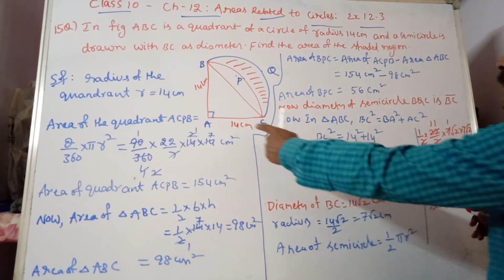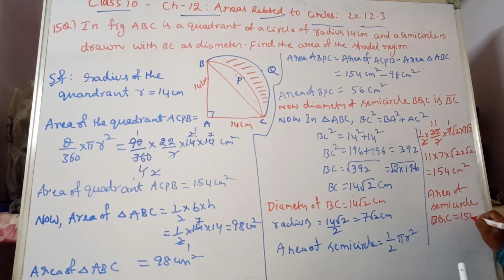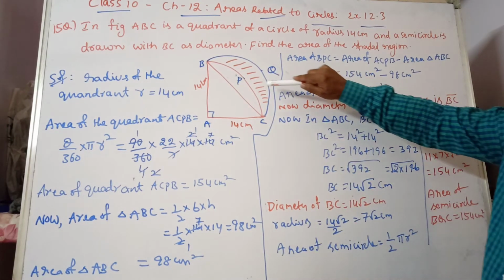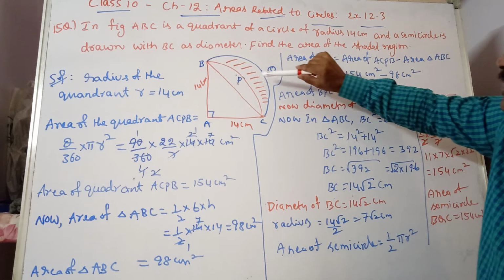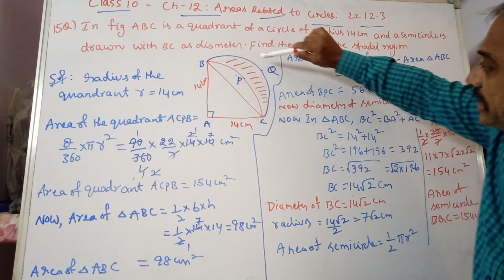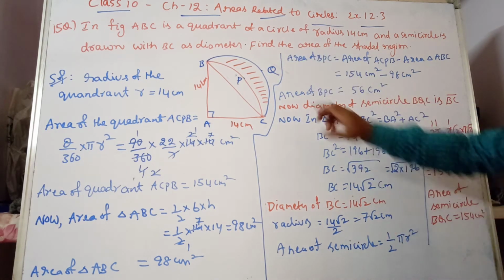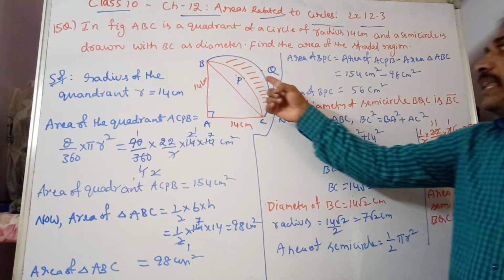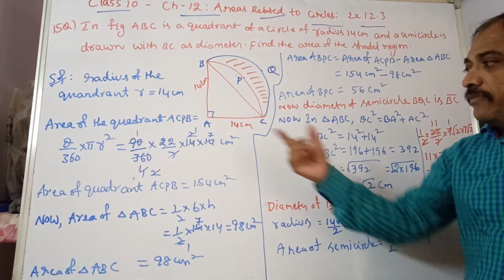What is the semicircle's name? BQC. Area of BQC is equal to 154 centimeter square. Now you have to find out the area of the shaded region. This is BQC, the semicircle. If from the semicircle you subtract this BPC portion, then you will get the area of this shaded region. Write this one. I'll erase this part, then we'll continue this question.